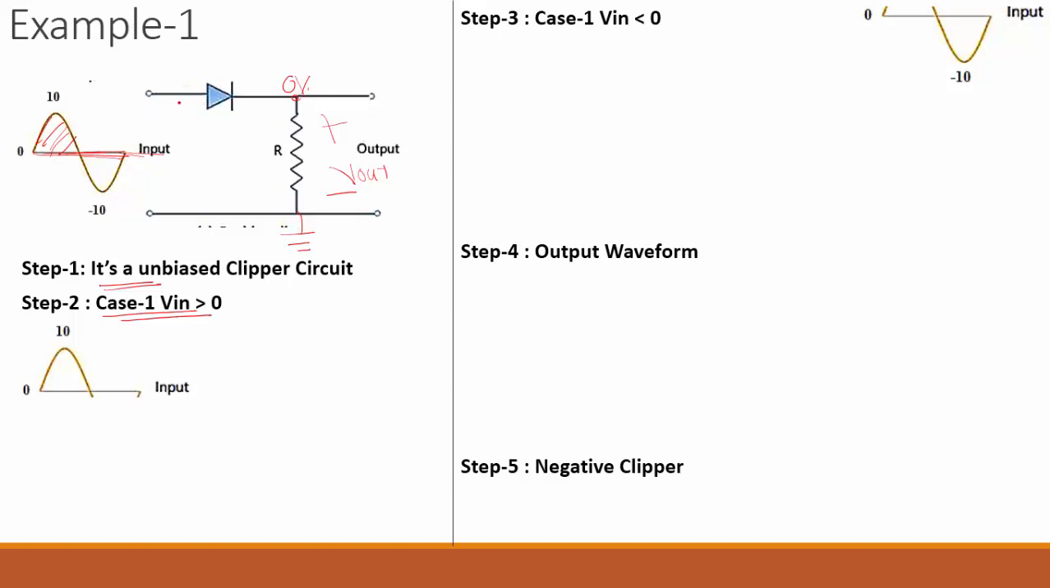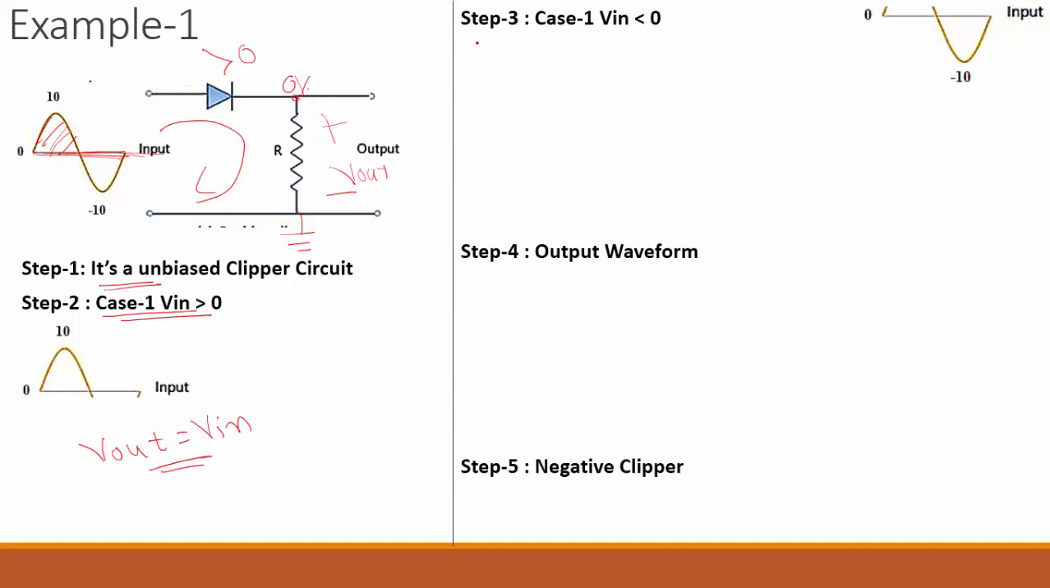If the voltage applied on the P side is greater than 0, that means from 0 to 10, 10 to 0, the diode will be forward biased and the current will start flowing in this. That means V out will be equal to V in at the output, first output.